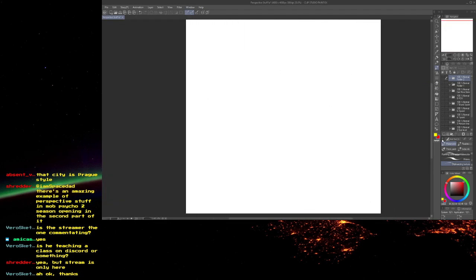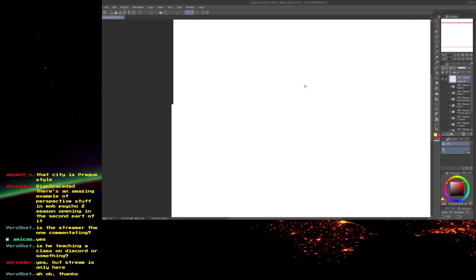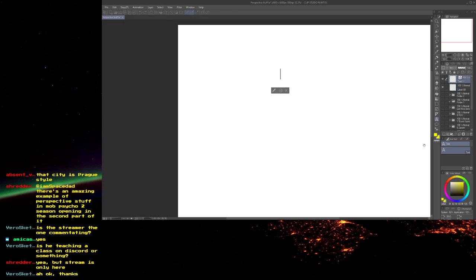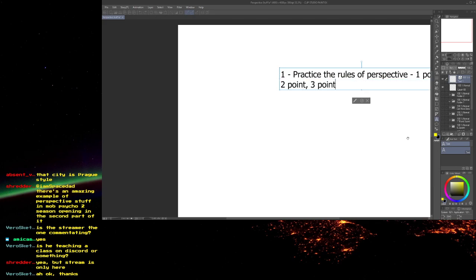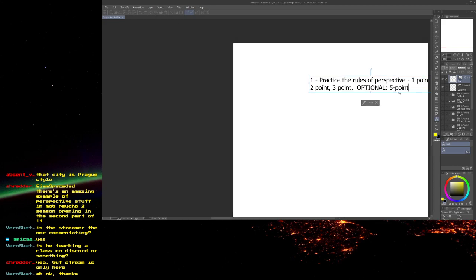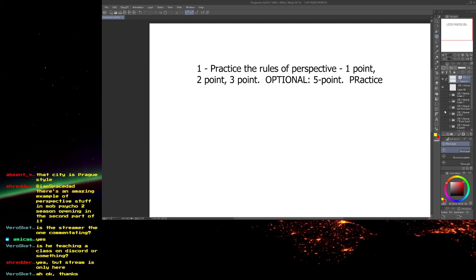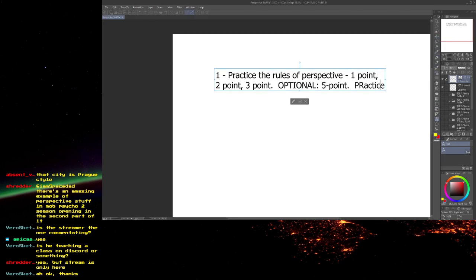So, homework this week, it's mainly going to be three things with an optional bonus thing. First homework: practice the rules of perspective. 1 point, 2 point, 3 point, optional 5 point. Actually, no, that's not really the homework. That is the general guideline of what you're going to do. The actual homework assignments are what you are going to do to practice those things.